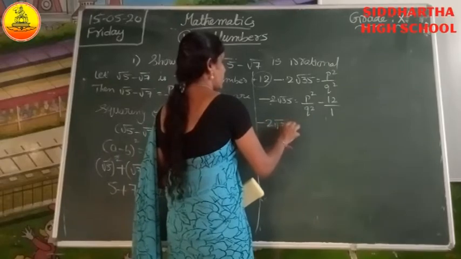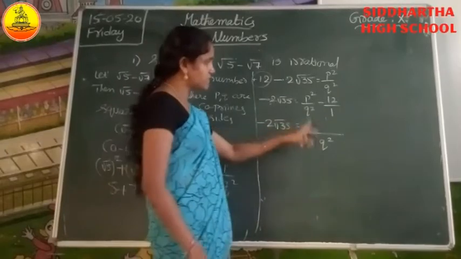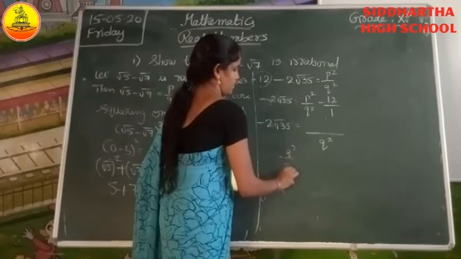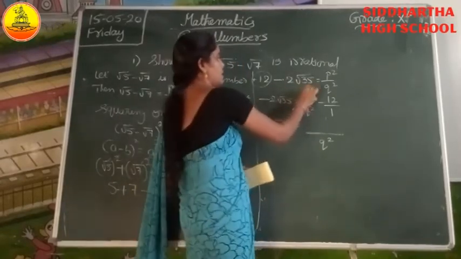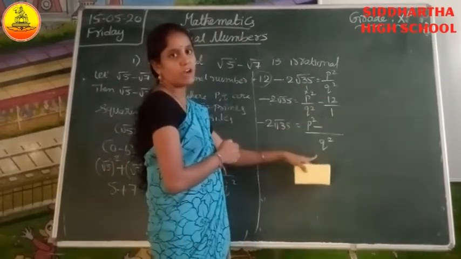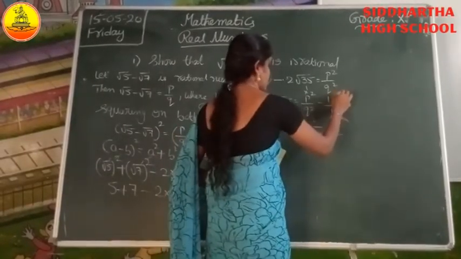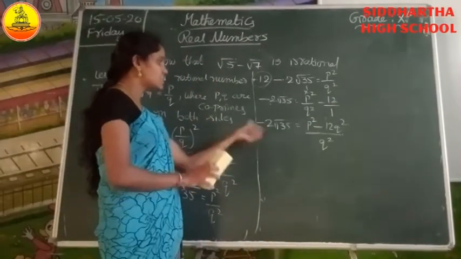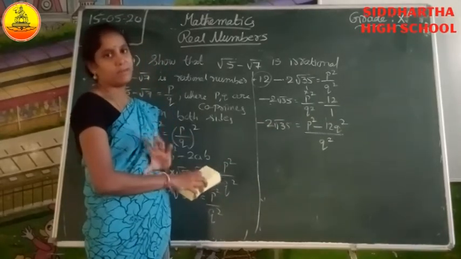Minus 2 root 35. What is the LCM of q square and 1? q square. q square is the same there. It is divisible 1 time because q square by q square, 1 time. So 1 into p square, p square, minus in one table q square, how many times? q square times. So q square into 12, 12 q square. Okay. Now you see here this is minus 2. When it is transposed to that side it becomes plus 2. But that is not correct.